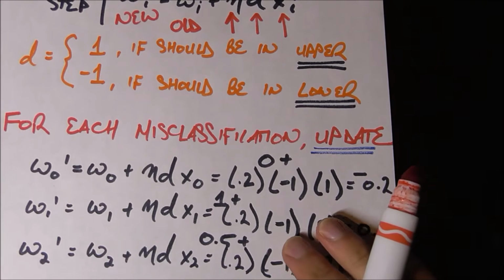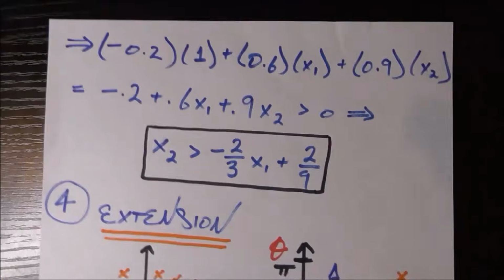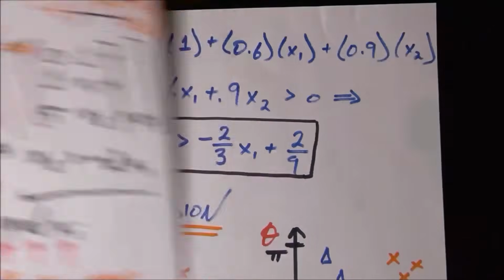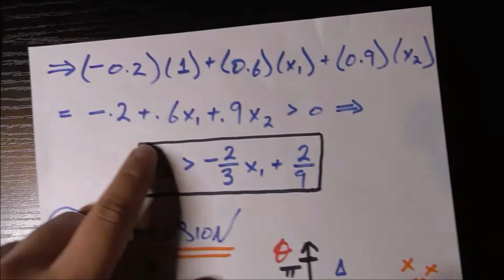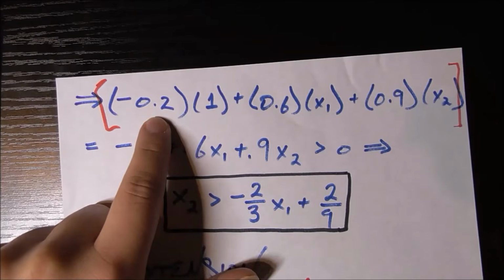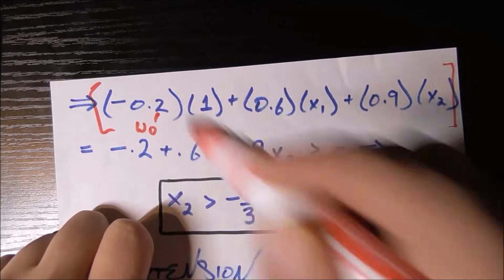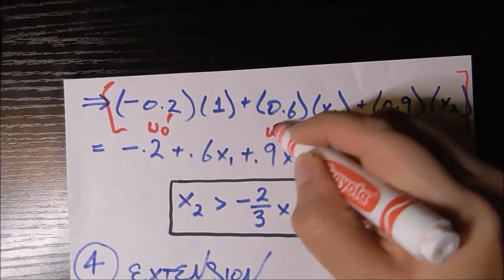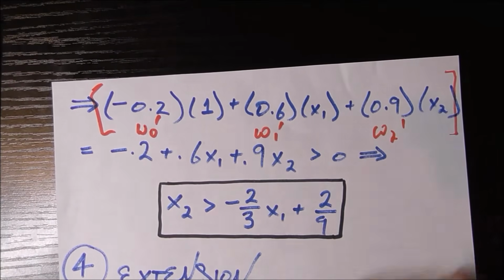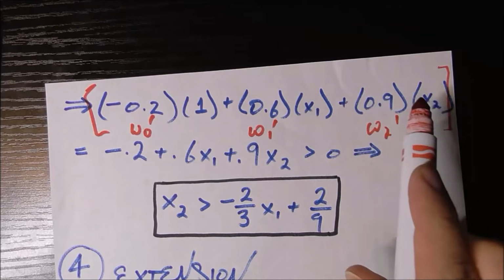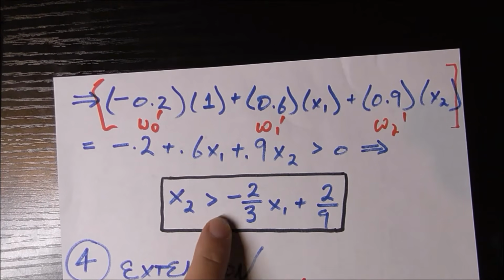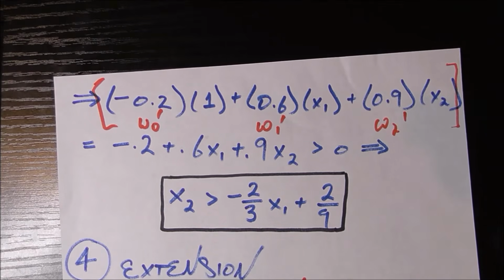Now, let's go ahead and switch to this sheet really fast. And we see that if I do my dot product now with this new omega vector, so this quantity right here is the new dot product. You can recognize this as the new omega naught prime. Remember, this guy is the new omega 1 prime. This guy's new omega 2 prime. And the stuff they're getting multiplied by is the same 1, x1, x2. When you reduce all this, what you get is x2 is greater than negative 2/3 x1 plus 2/9.